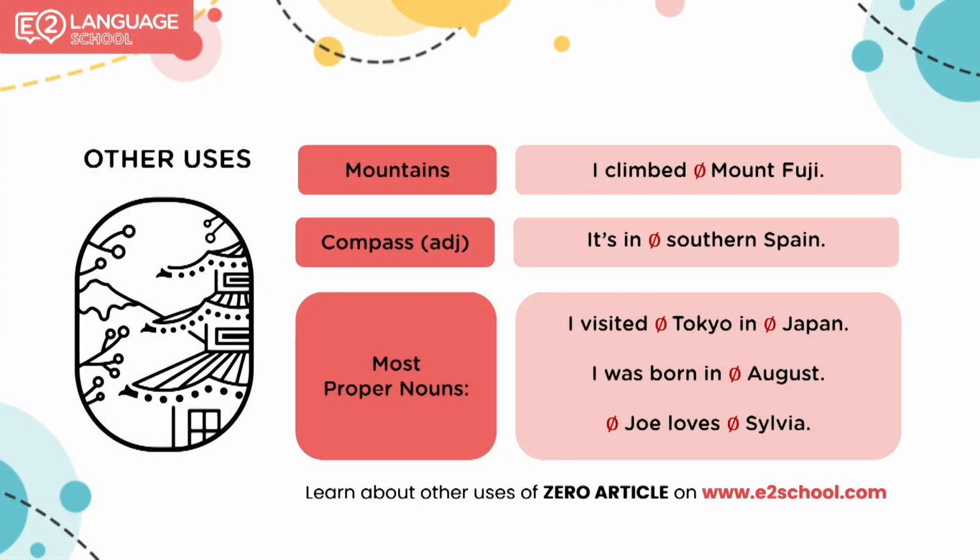Now, there are some other ways that we avoid using an article. We won't go into detail into these ways in this video, but if you head to e2school.com, you can learn about the other uses of the zero article in this lesson.